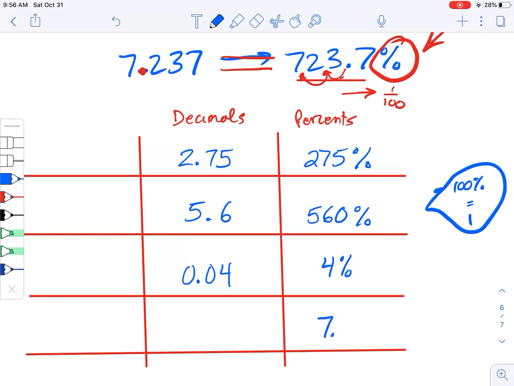Now, what if I gave you 7.25%? What is that as a decimal? Well, remember, your percent value should have a larger numeric value than your decimal value. So I know I should be moving my decimal to the left, so I should get 0.0725.